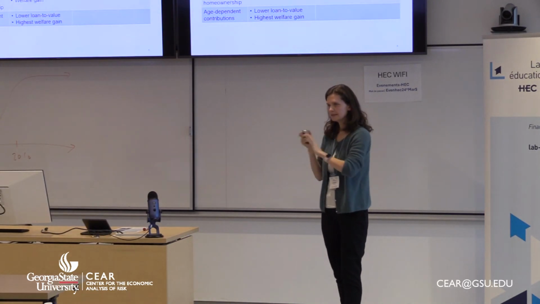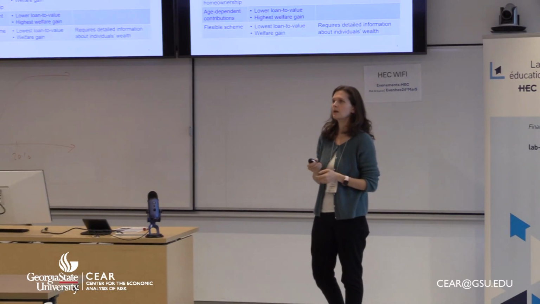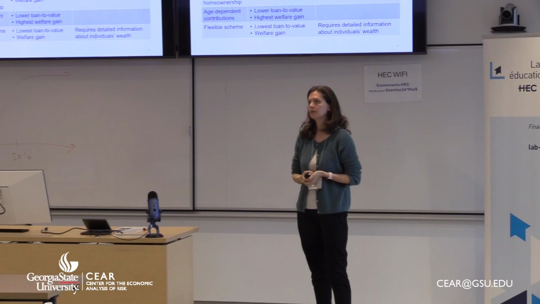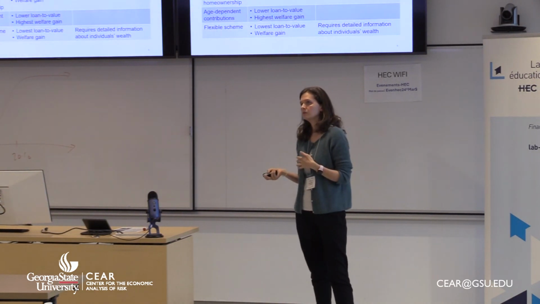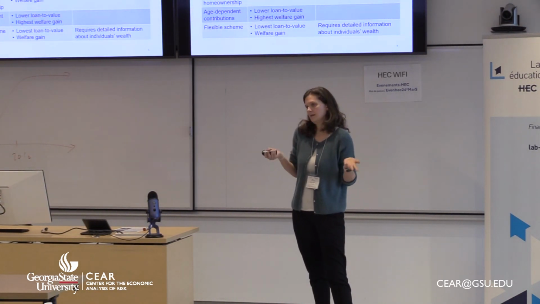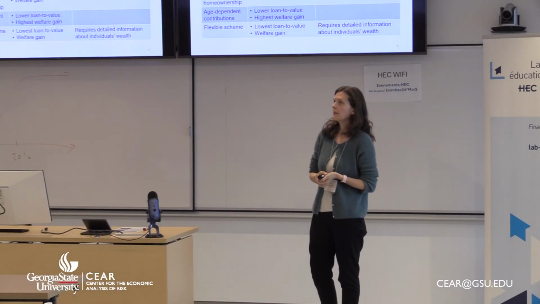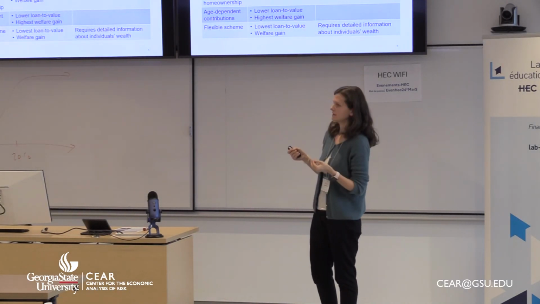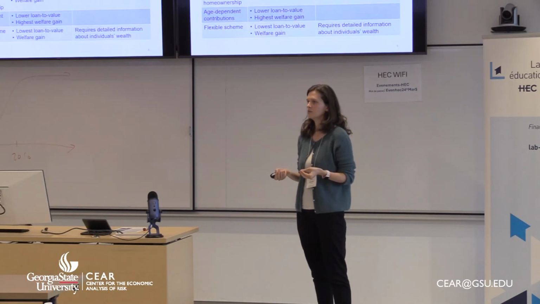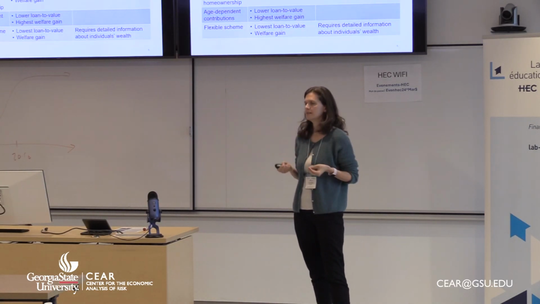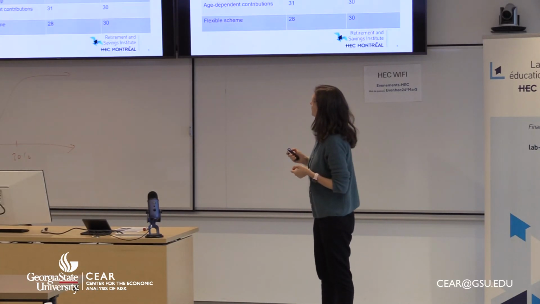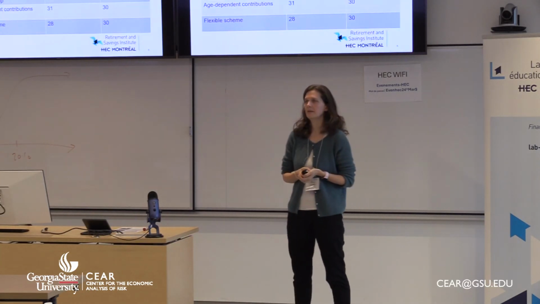This might be incomplete. This will be one of my points as well. And then we have the flexible scheme, which has the lowest loan-to-value ratio, and it also has a welfare gain in comparison to the constant minimum contribution requirements. Here, a clear disadvantage is that if you actually want to implement this in a country, you need to have very detailed information about individuals' wealth. And again, there might be something else as well that I'll come back to later.